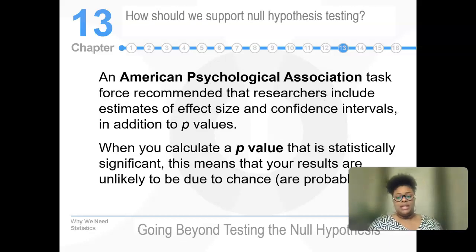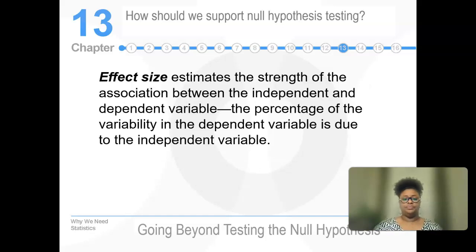The American Psychological Association, you know about them, the APA, they have created a task force, and that task force has recommended that researchers include estimates of effect size and confidence intervals along with p values. When you calculate a p value that is statistically significant, this means that your results are unlikely to be due to chance, but that there probably really is some type of significant effect or impact from the IV onto the DV.